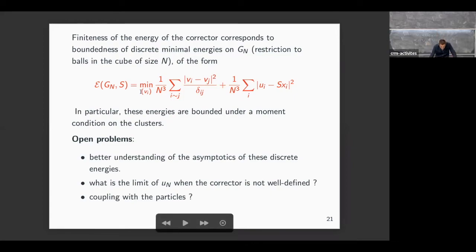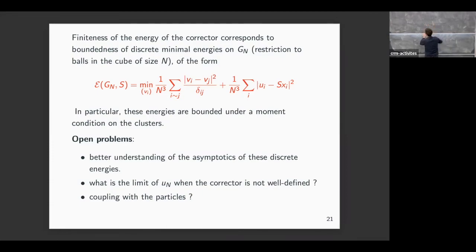Okay, once you understand this, you understand that if you control the size of the clusters, it will be okay, because you have to find a choice of values Vi for which this energy will be bounded uniformly in n. For each cluster, you can take, sorry, this is not Ui, this is Vi, this is a typo. So for each cluster, you can take Vi to be this matrix S here, xi minus the center of mass of the cluster. And then you see immediately that this will be bounded.